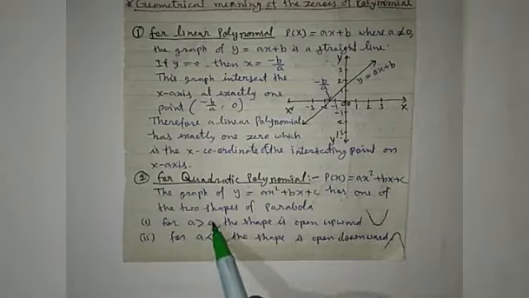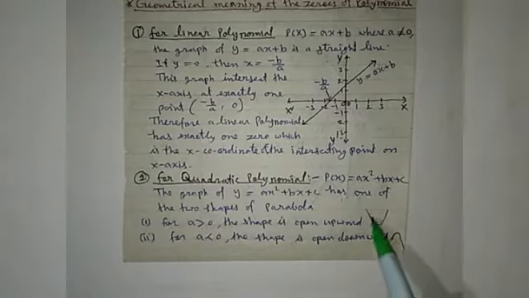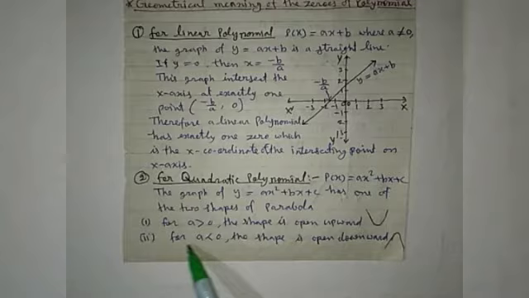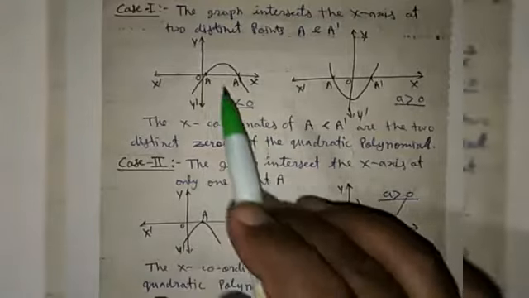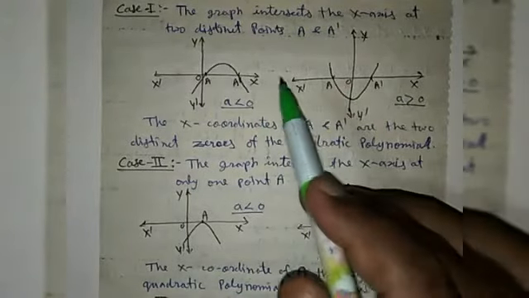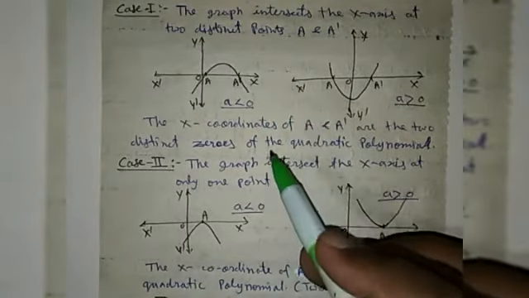For a greater than 0, the shape is an open upward parabola. And for a less than 0, the shape is an open downward parabola. So here, for a quadratic polynomial, there are three types of cases.